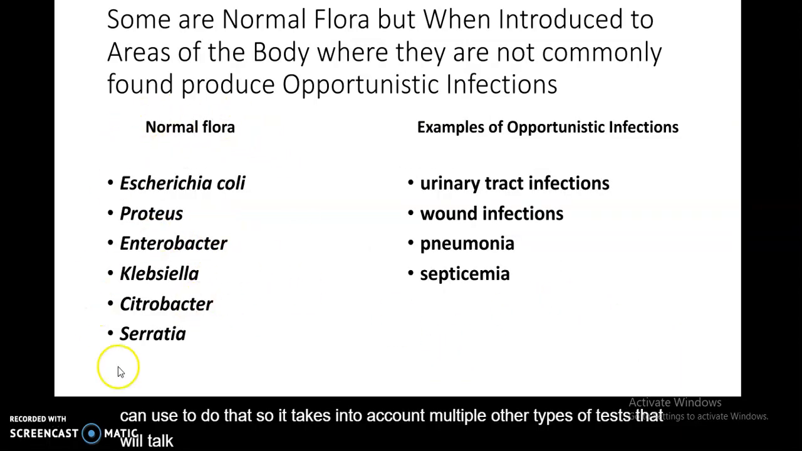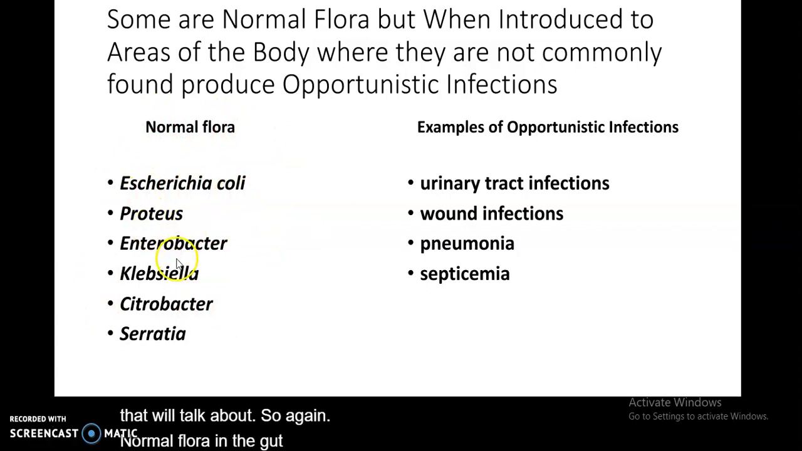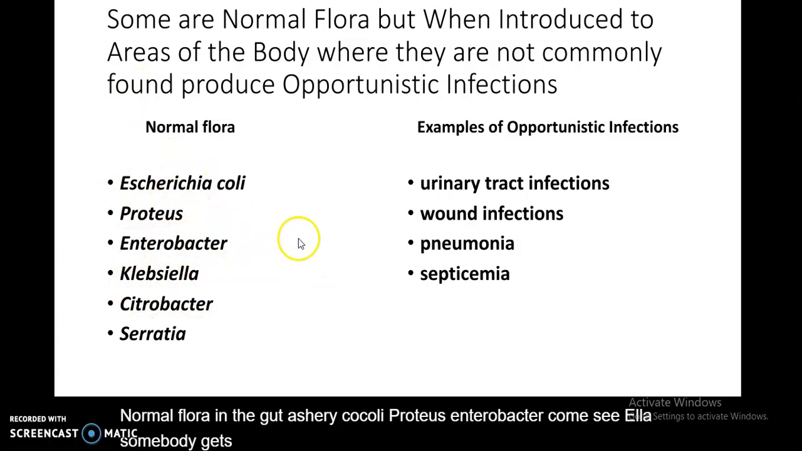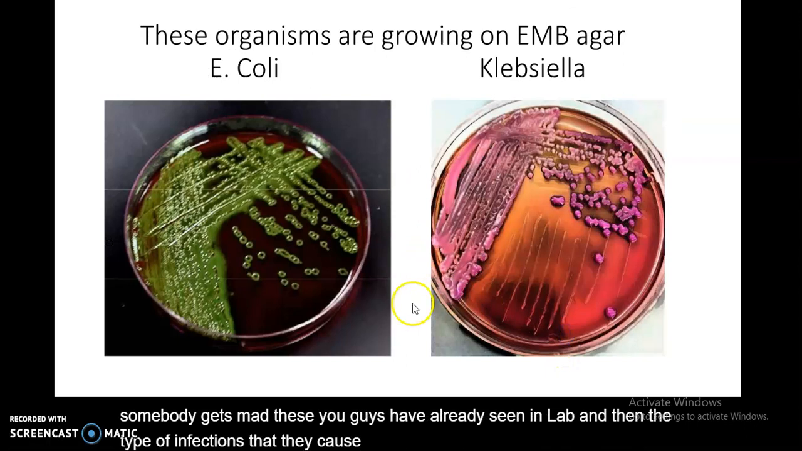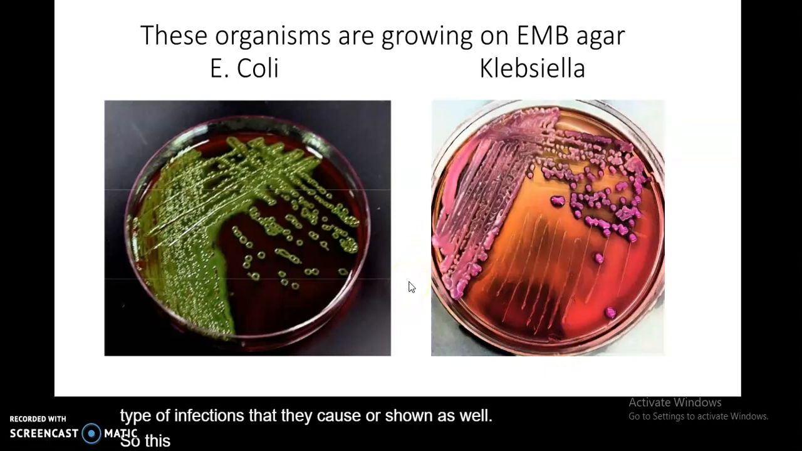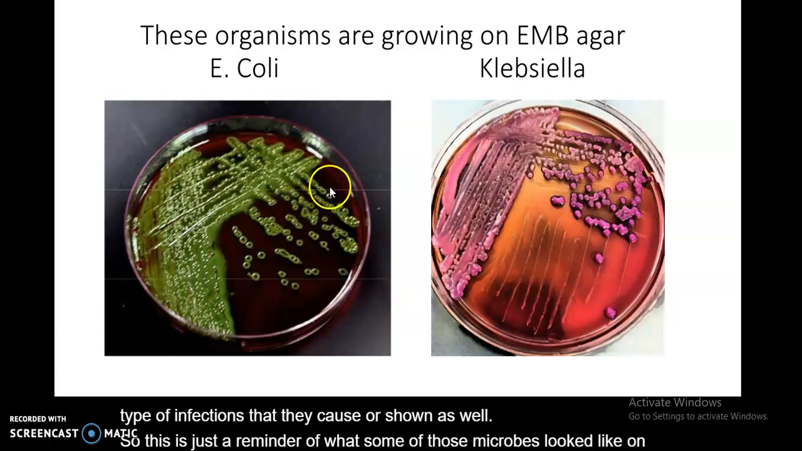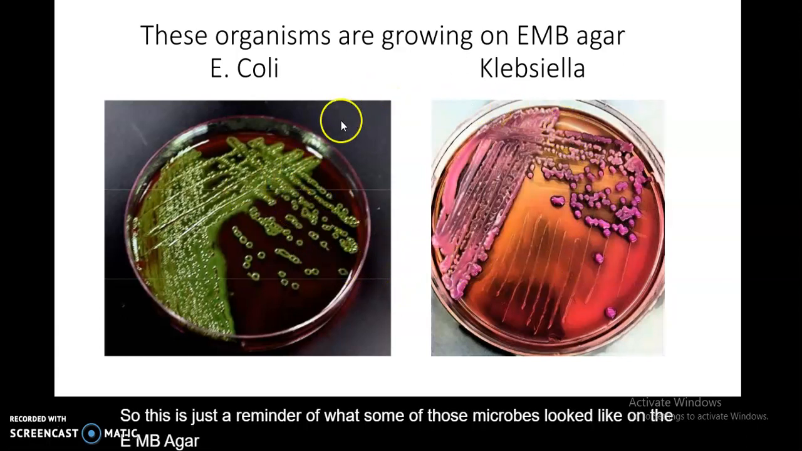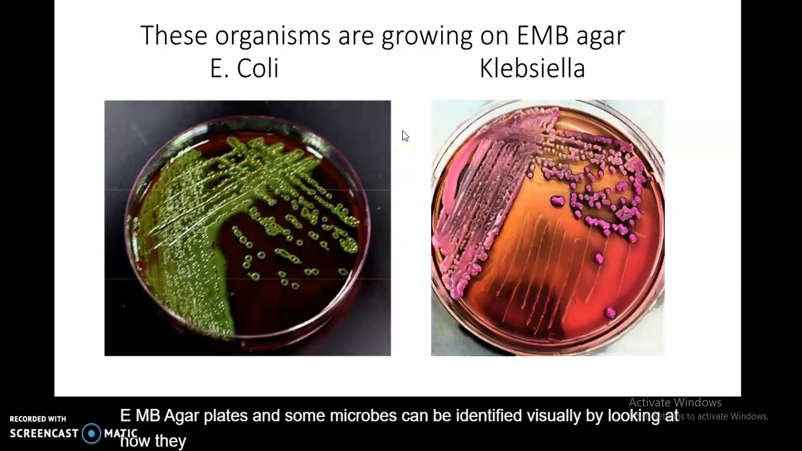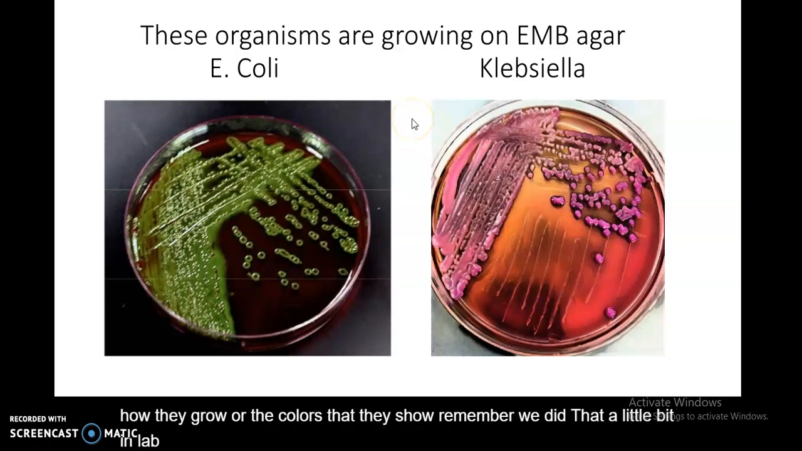So again, normal flora in the gut, Escherichia coli, Proteus, Enterobacter, Klebsiella, some of these you guys have already seen in lab, and then the type of infections that they cause are shown as well. So this is just a reminder of what some of those microbes looked like on the EMB agar plates. And some microbes can be identified visually by looking at how they grow or the colors that they show. Remember, we did that a little bit in lab using the colony formations.